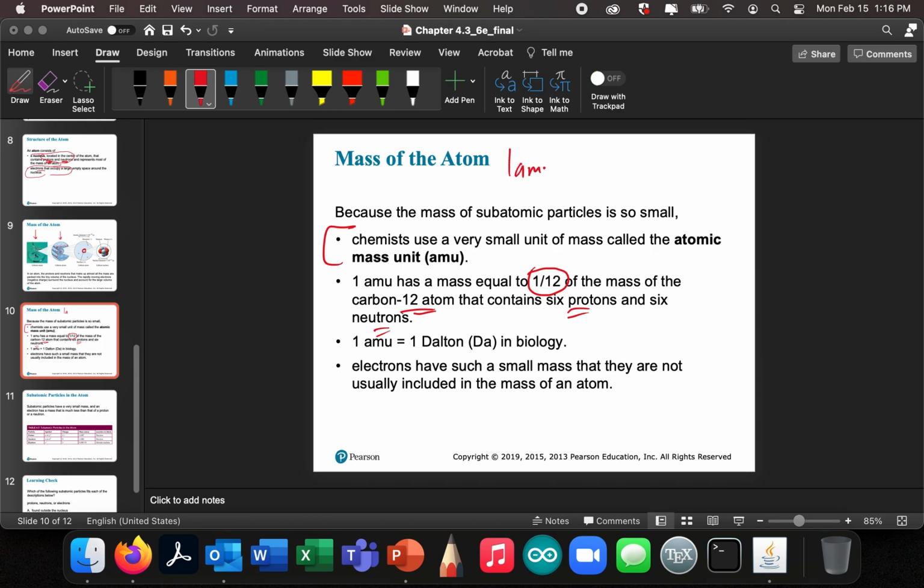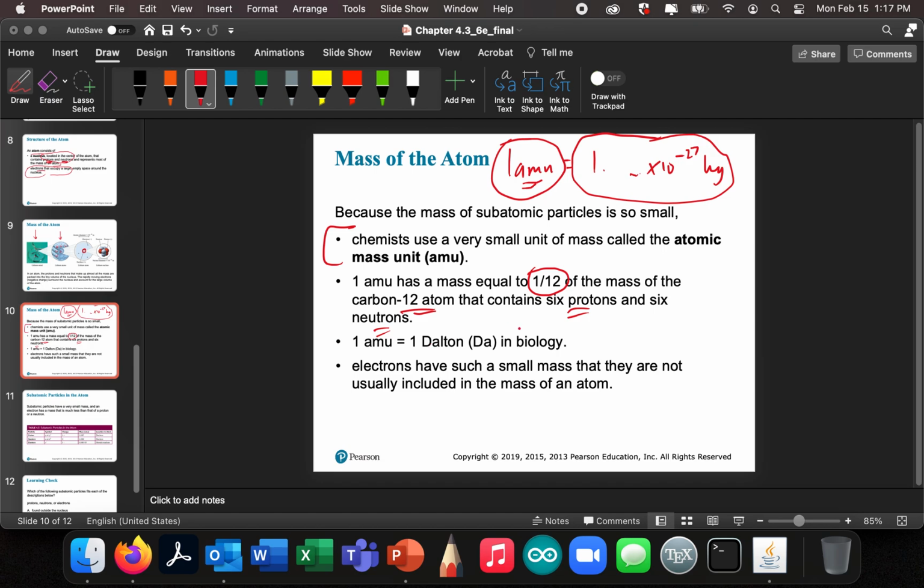And by the way, 1 AMU is about 1 point something times 10 to the minus 27 kilograms. It's a lot smaller, right? That's why we need a unit that's so small.